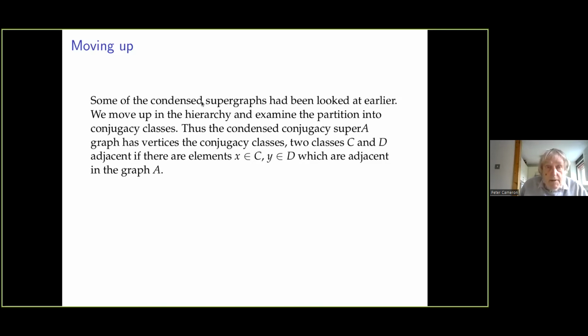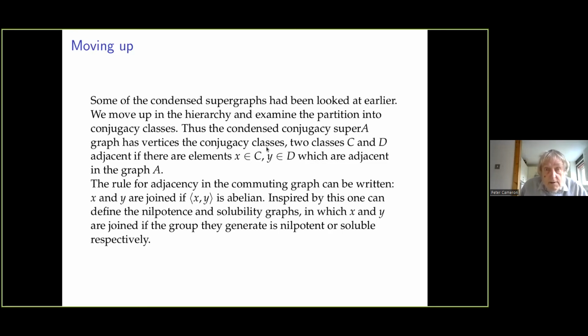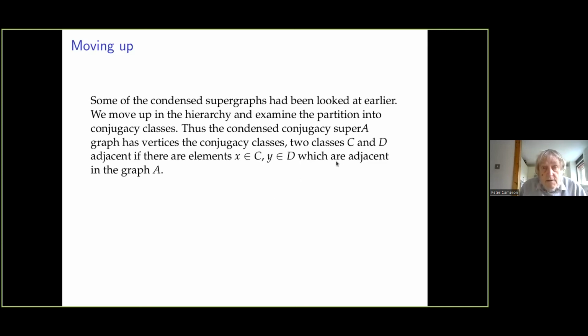So this was for the conjugacy class equivalence relation. You remember that we're now looking at graphs where the vertices are the conjugacy classes, and you join two classes C and D if there are elements in C and D which are adjacent in the original graph A. So that's the condensed conjugacy super A graph.